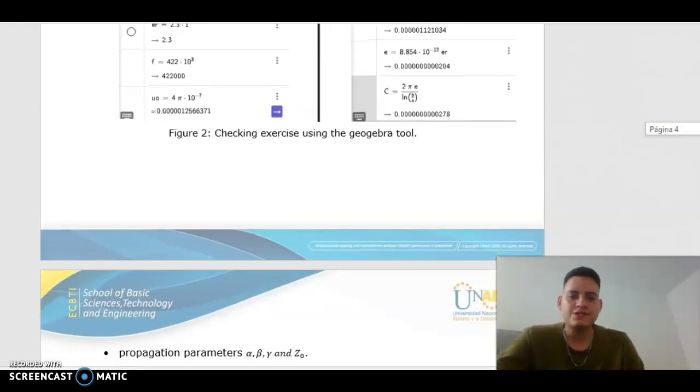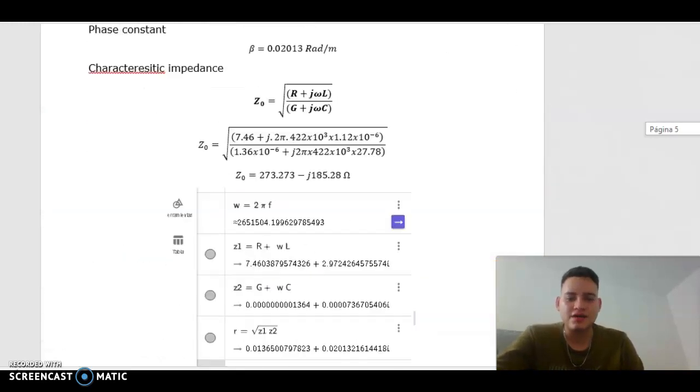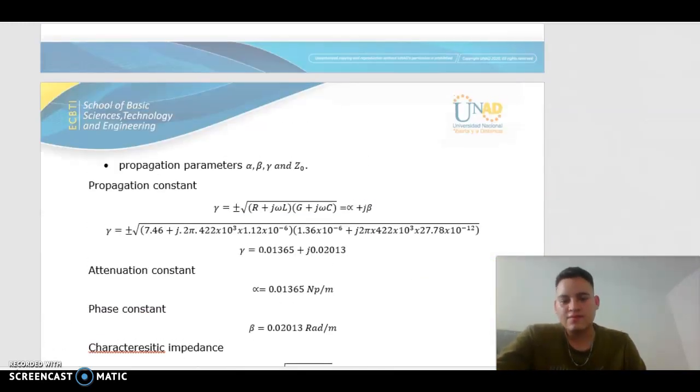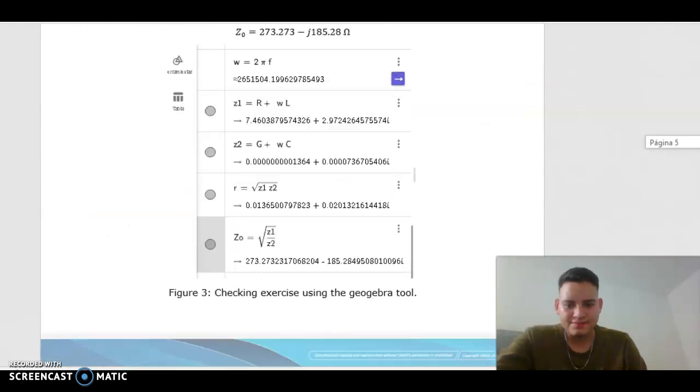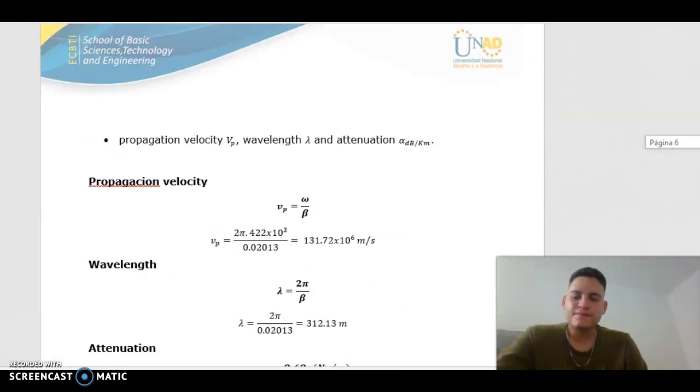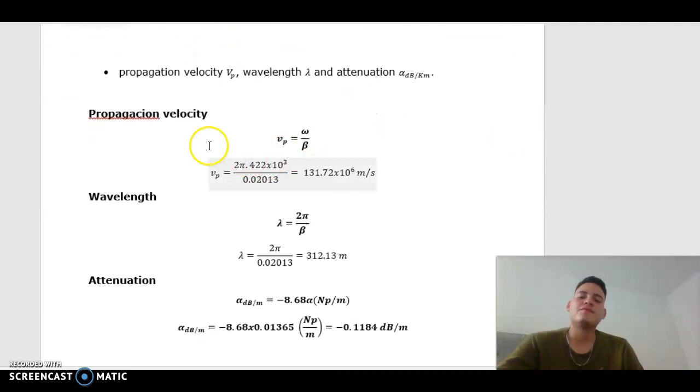Figure 2, checking the exercise using the GeoGebra tool. Propagation parameters: propagation constant equation, attenuation constant, phase constant, characteristic impedance, propagation velocity, wavelength, attenuation.